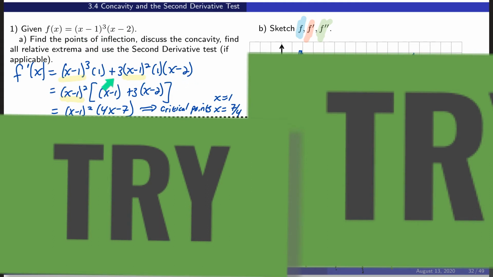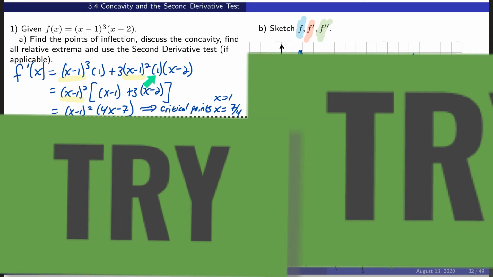In order to work with it in a little bit better form, you take and factor out the common terms, which is x minus 1 squared. Combine the like terms on the inside of here, and now you have the first derivative with x minus 1 squared times 4x minus 7, which produces critical points of 1 and 7/4.